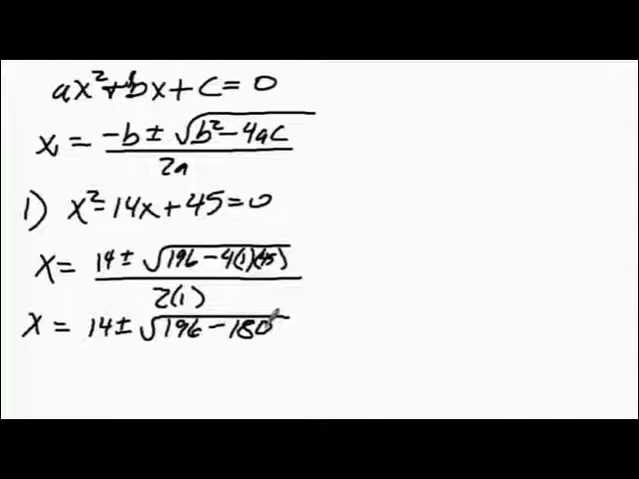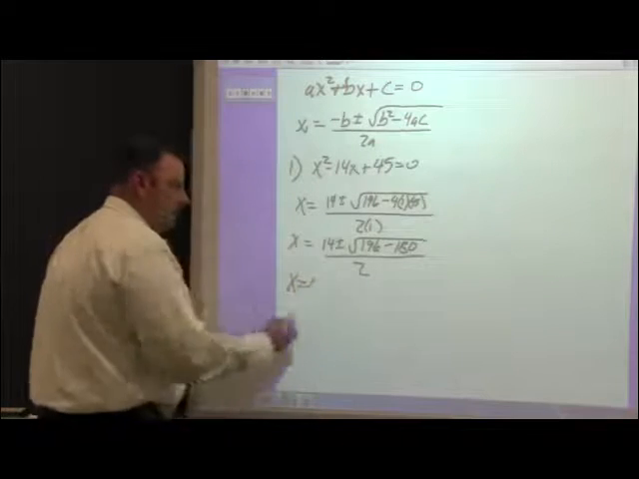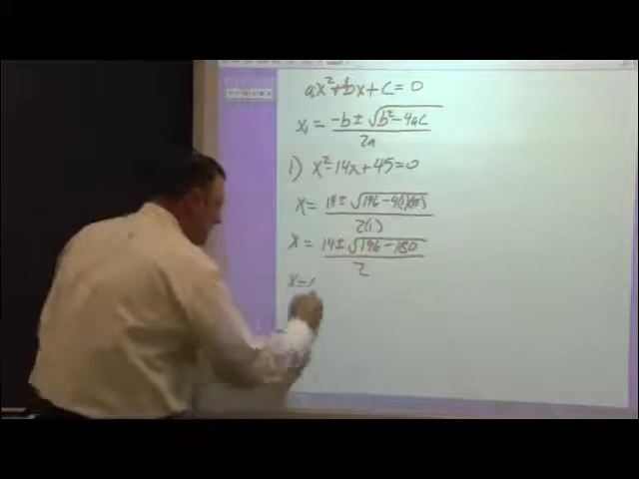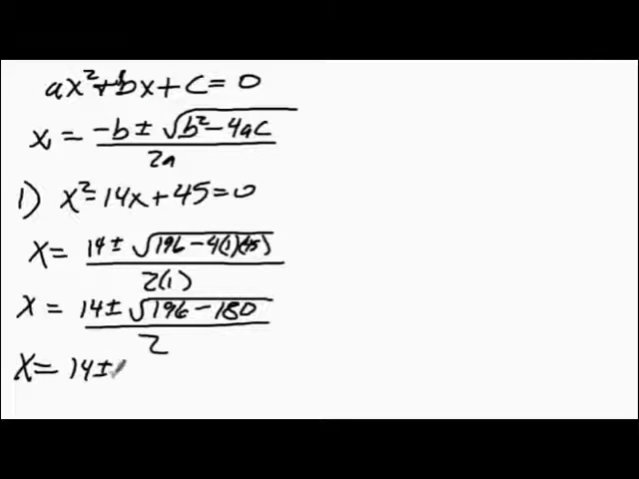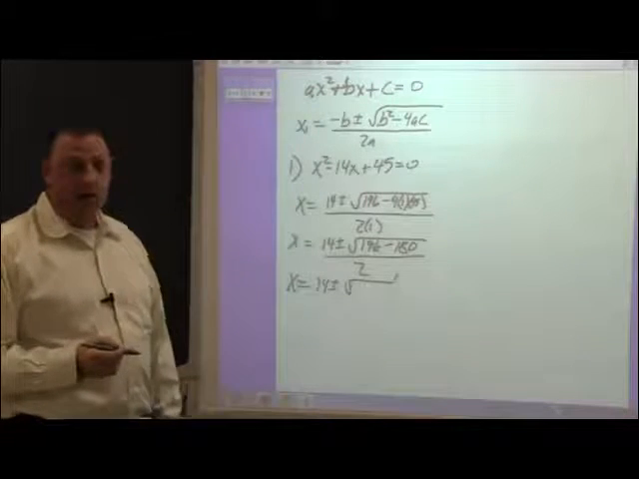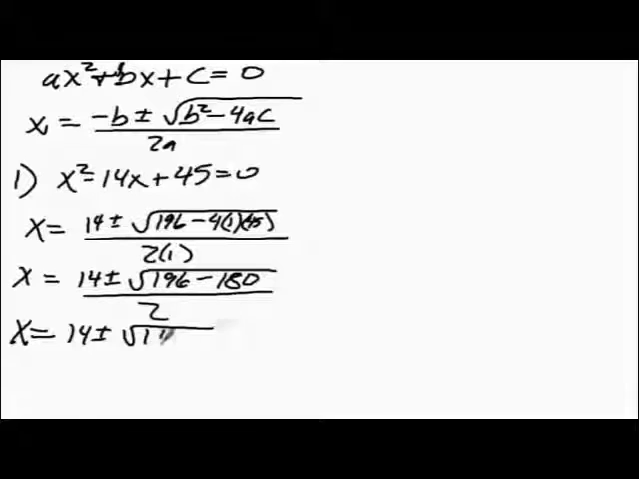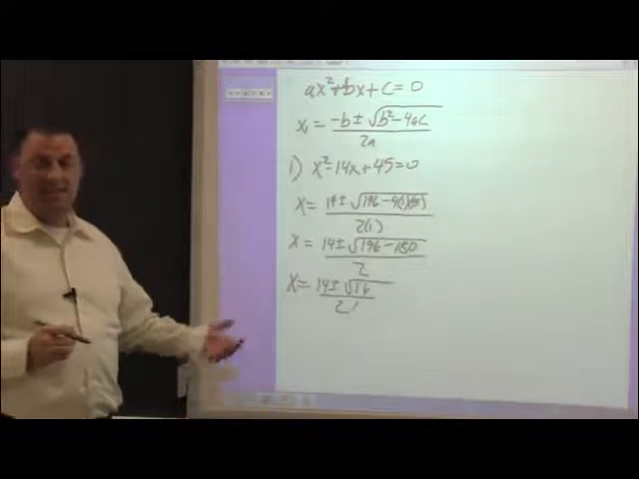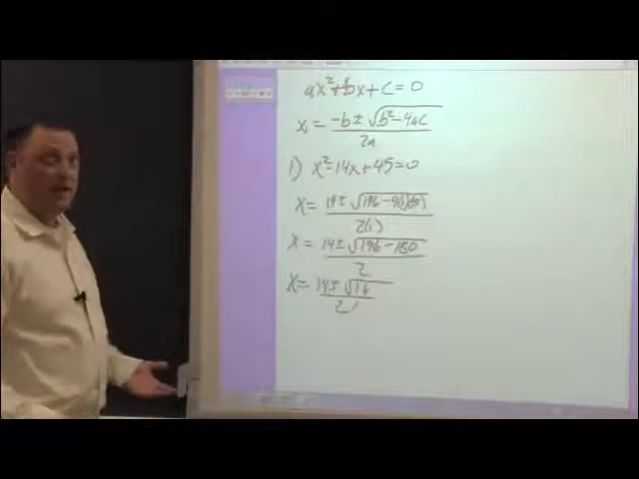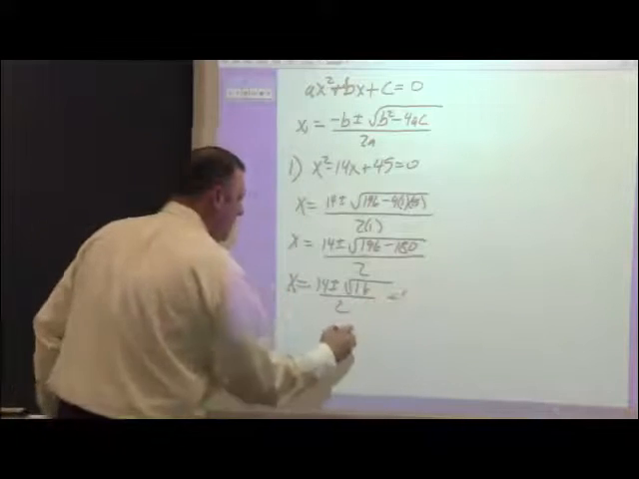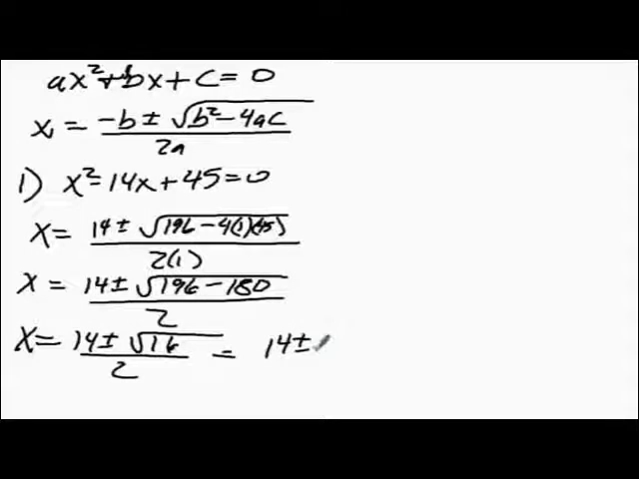And don't worry if you can't do it in your head. You've got your calculator, your best friend with you. Okay, and that's all over 2 times 1, or 2. So now we still have to do the subtraction part in the radical. That's the next step. So you've got 14 plus or minus the square root of, well, take 196 minus 180. That's, what, 16? All over 2. Then you're going to notice, well, 16, that's a nice number. We like that number. The square root of that is 4, so it's going to turn into 14 plus or minus 4 over 2.